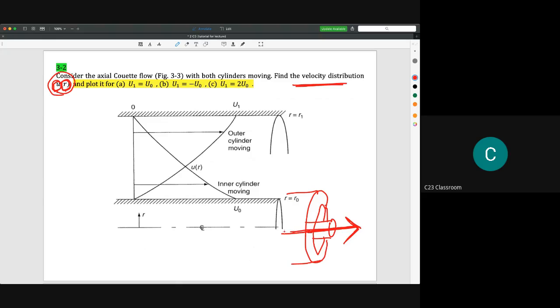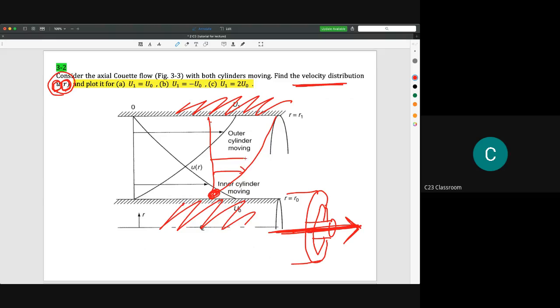Because when it moves along the Z axis, if we take the side view, this is the outer cylinder and this is the inner cylinder. So you will find that the velocity distribution may be like this. For example, the velocity at the bottom cylinder here is equal to 0, and then the velocity will equal u naught, and then the velocity distribution will become like this.